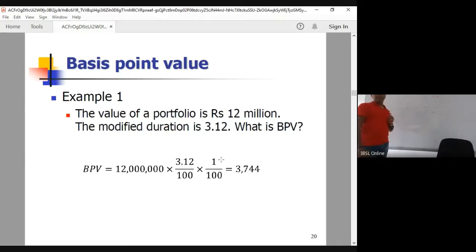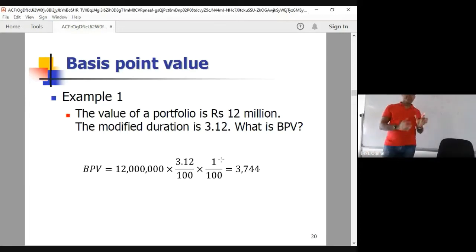So what is the impact in dollar terms of a 1% move in interest rate? In other words, what is it saying? The modified duration, what we're saying is that for a 1 basis point move, the portfolio moves by 3.12% in terms of the time weighted average of that particular portfolio. So a 12 million portfolio with a modified duration, in other words, a DV1 of 3.12, right? What is the present value of that portfolio?